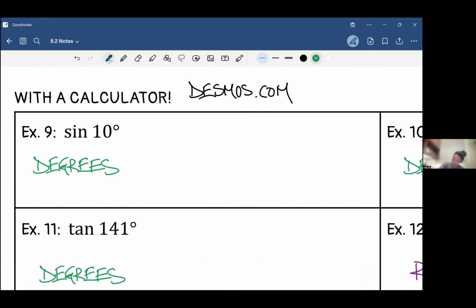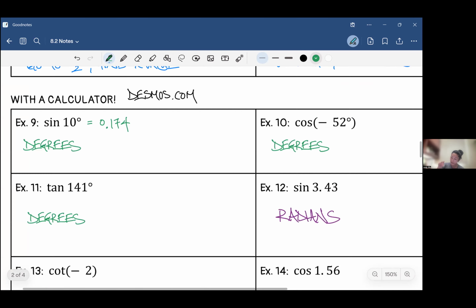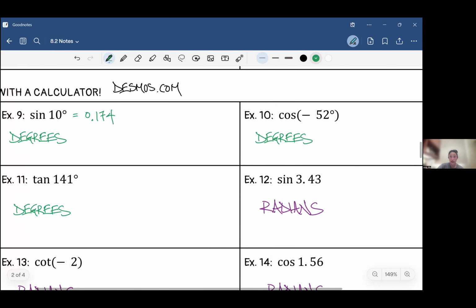All right, so if I take my calculator and I type sine of 10 degrees, I'm going to get 0.174. And there's a lot of other decimal places. I think 3 is absolutely enough for us, so we'll go like 0.174, okay? All right, now go ahead and try number 10.